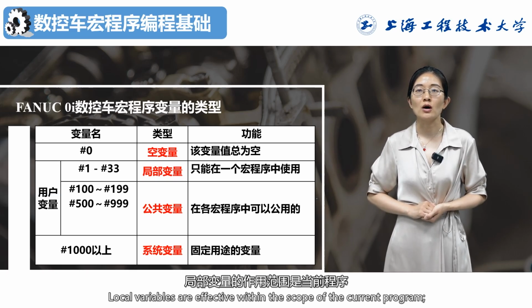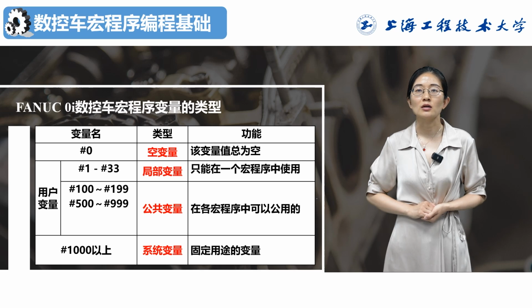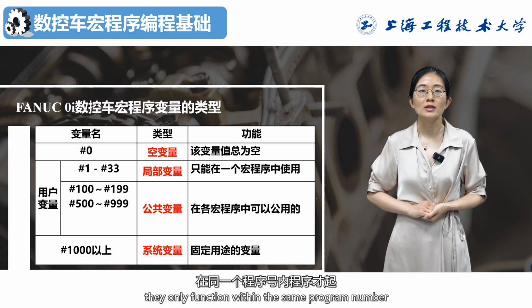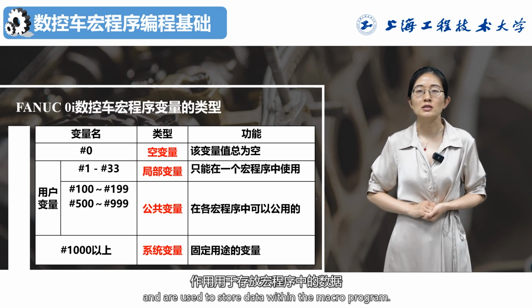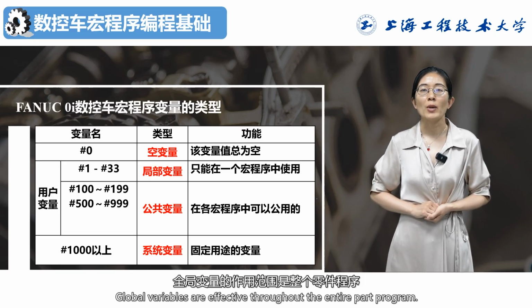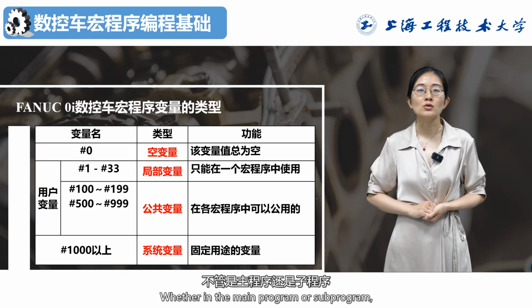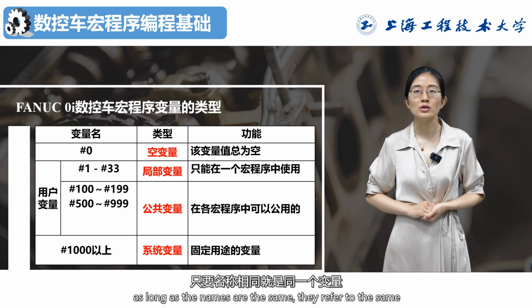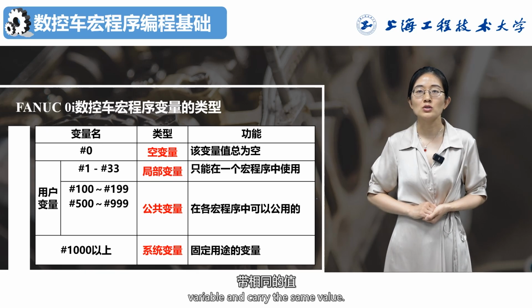Local variables are effective within the scope of the current program. They only function within the same program number, and are used to store data within the microprogram. Global variables are effective throughout the entire part program, whether in the main program or subprogram. As long as the names are the same, they refer to the same variable and carry the same value.